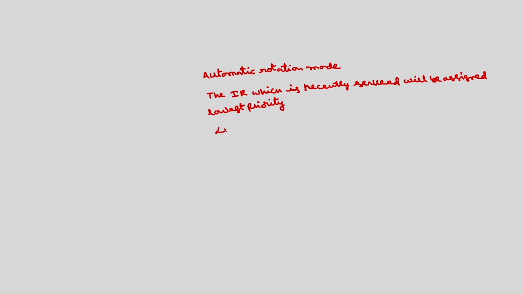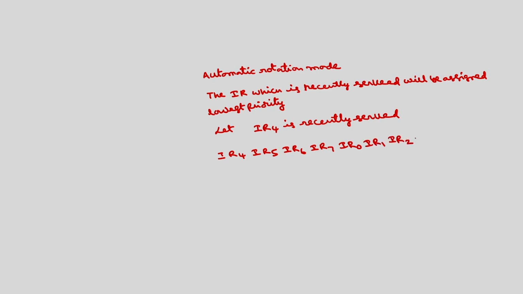For example, let IR4 be recently served. The order of priority will be IR4, then IR5, IR6, IR7, then IR0, IR1, IR2, IR3. So, IR4 will have the lowest priority 0, then 1, 2, 3, 4, 5, 6 and 7. This is the highest priority.